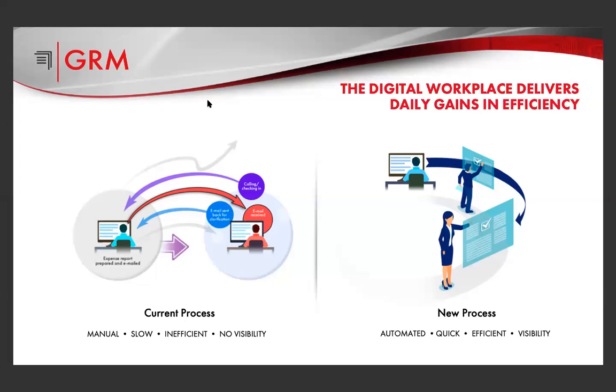So to call this back into a frame of reference, you have a manual process, and by manual process, I even mean the idea of completing an electronic document and emailing that around your organization. So that's the left-hand side, the current process. It's manually accomplished. It's often very slow because we're not automating any activity. We're not tracking any activity. The system is not prompting users to complete activity. It's inefficient and there's no visibility into it.